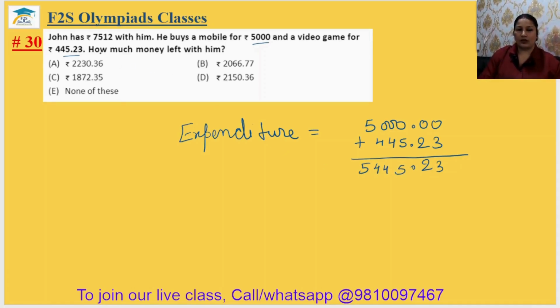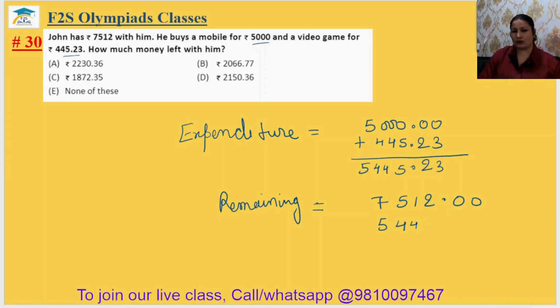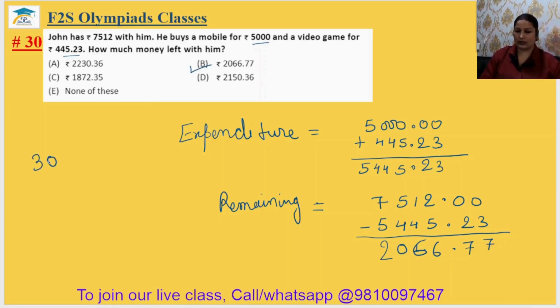5445.23. Now, he spent this money, so we have to find the remaining. To find the remaining, what we will do? 7512.00, we subtract 5445.23 from it. Okay, we will get 10 minus 3 is 7, 9 minus 2 is 7, 11 minus 5 is 6, and 10 minus 4 it will be 6, 4 minus 4 is 0, 2, 2066.77. It is in option B. 30th answer will be option B.